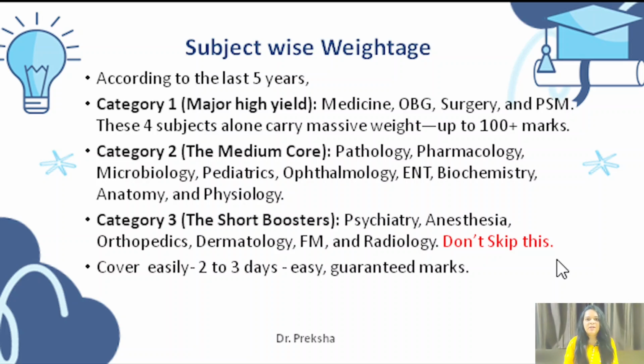The questions which are asked from these subjects are usually easy and this gives you guaranteed marks. So suppose by solving the MCQs from these major high yield and medium core subjects, your score is 145, and if you are able to score at least 5 marks from this short subject, then you are able to just pass in your FMGE exam. So don't skip this short subject considering it a low weighted subject.